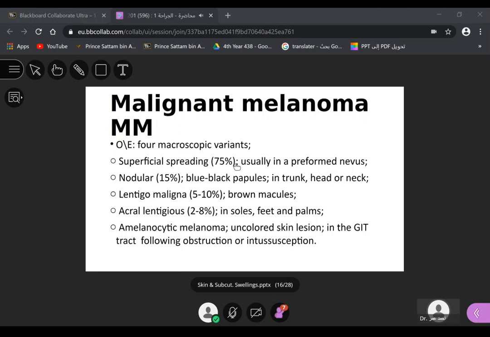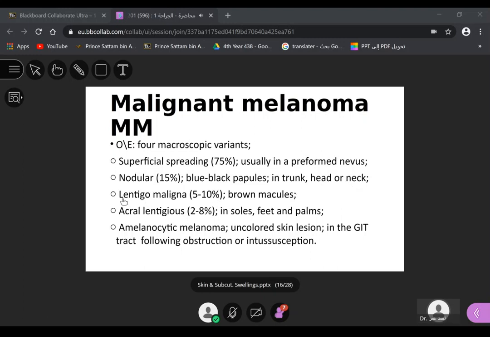This can usually happen in a preformed nevus. The other type, which is around 15%, is the nodular type. I will show you pictures of this in a minute, but first of all, I will just inform you about these types. The first one is superficial spreading. The second one is the nodular type, which usually happens in the trunk, the head, or the neck.